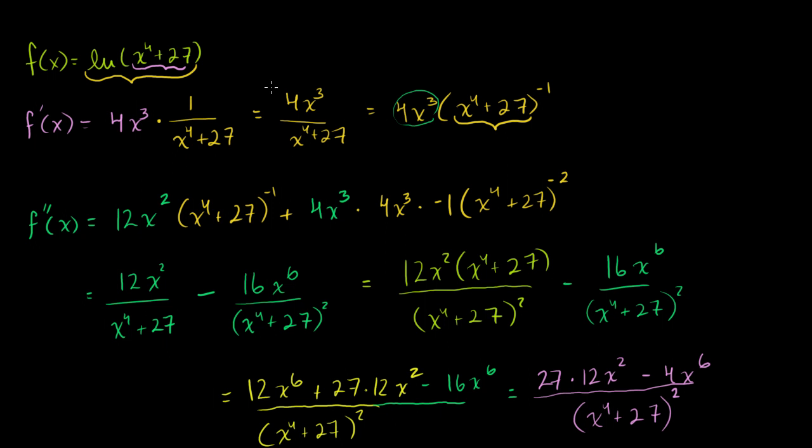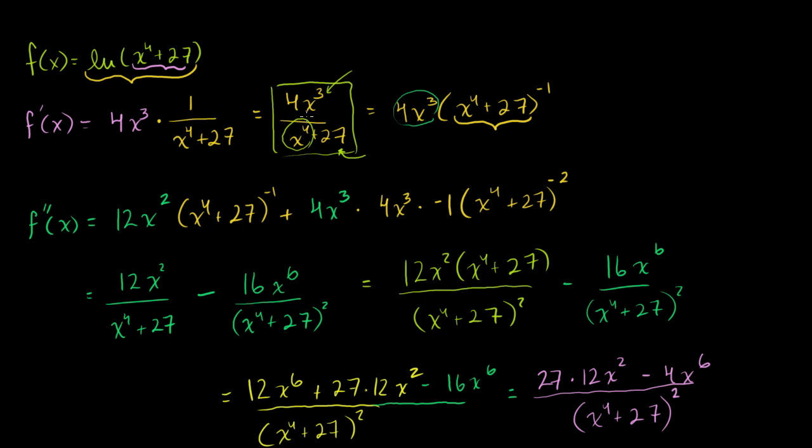The only place that this can equal 0 is if this numerator is equal to 0. This denominator, if we are assuming we're dealing with real numbers, this term right here is always going to be greater than or equal to 0 for any value of x, because it's an even exponent. So this thing can never equal 0, right? Because you're adding 27 to something that's non-negative. So this will never equal 0, so this will also never be undefined. So there are no undefined critical points here.